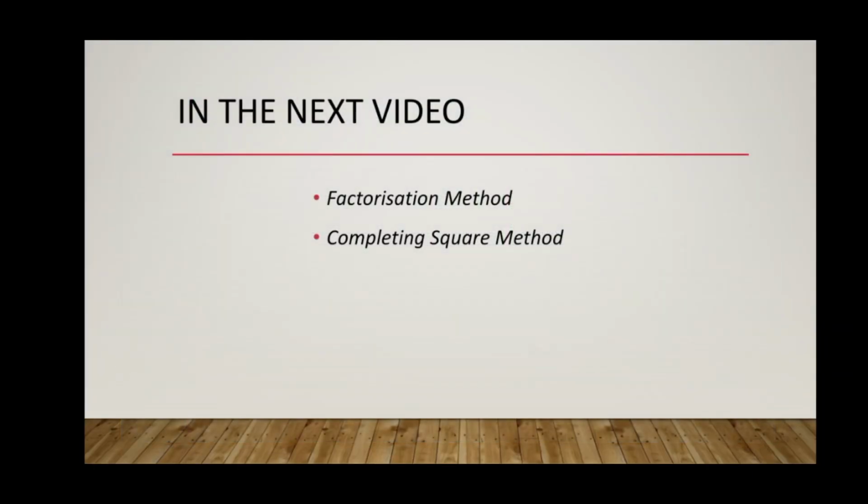Now in the next video, we will be seeing the first method of solving the quadratic equation, that is factorization method, and also the second method, that is completing square method.